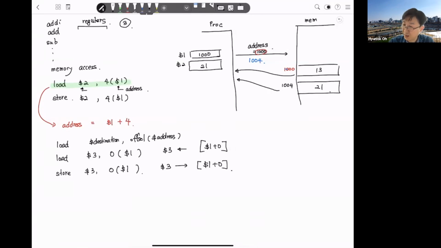So for instance, if we are running this instruction, and let's assume that $3's value is 7, then the store instruction is given to the memory. Store, address is 1004, data is 7, going to the memory. Then the memory receives two pieces of information, address and data, and the memory updates its content from the instruction, the command.